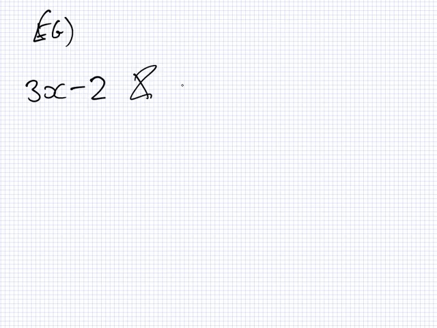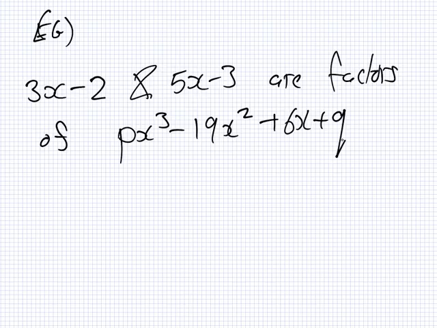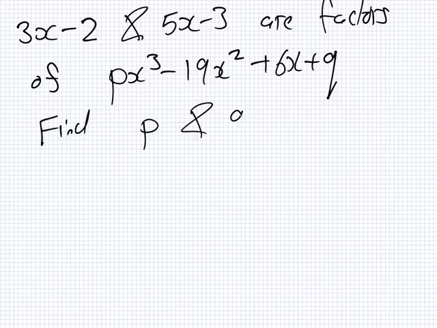3x minus 2 and 5x minus 3 are factors of px cubed minus 19x squared plus 6x plus q. I want you to find p and q. It's a little bit harder than the last one, but it's still the same idea. Because they're factors, the remainders are 0, both of them. That's enough information to find p and q. See what you can do here. Find p and q.